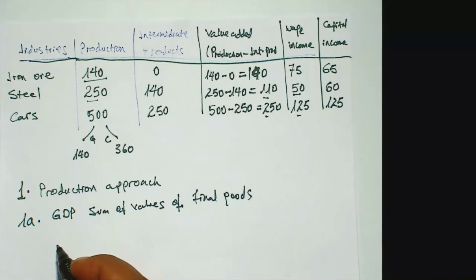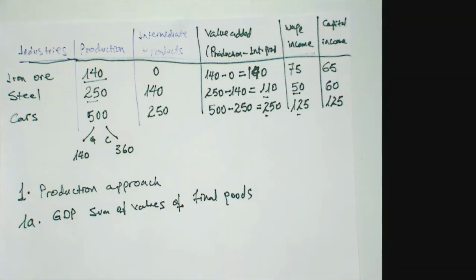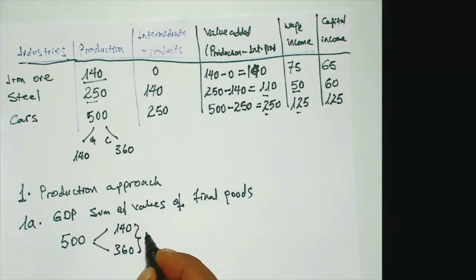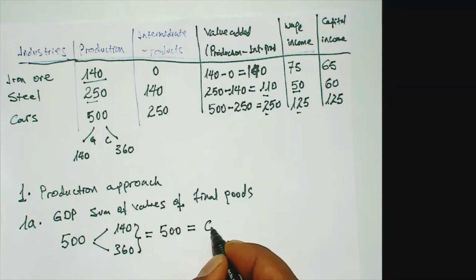Here you should remember that the only final good produced in the economy is car, and car is produced for a total value of 500, which is to say cars are sold to the government for 140 euros, to the consumers for 360 euros. Adding this would give you a value of 500, which is again the GDP of the economy.